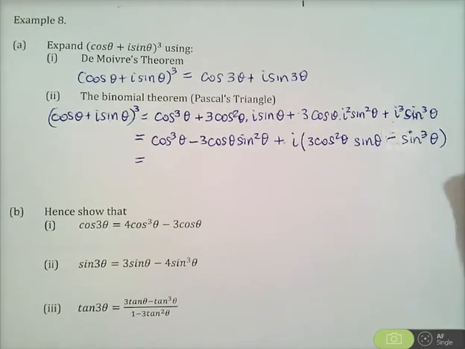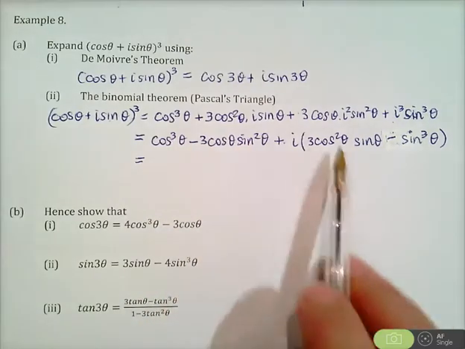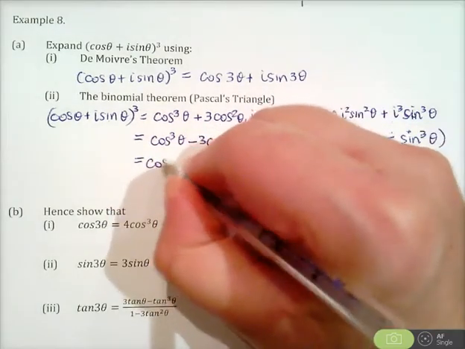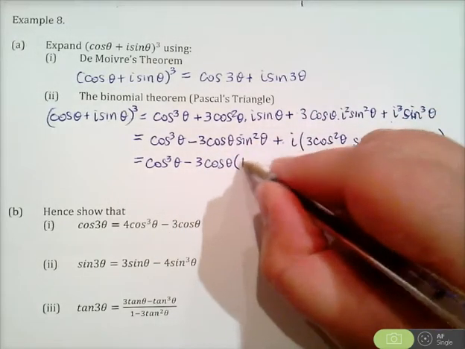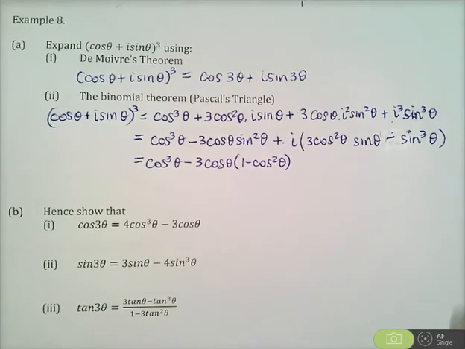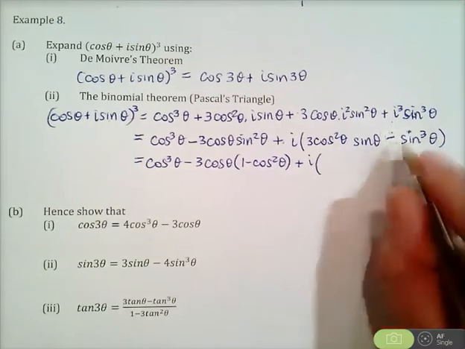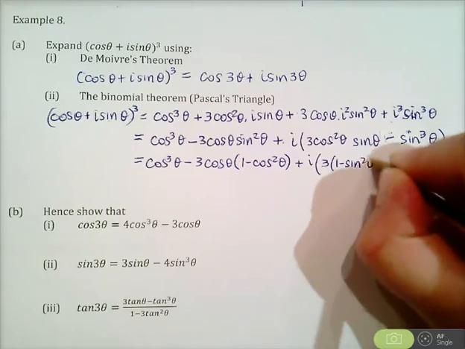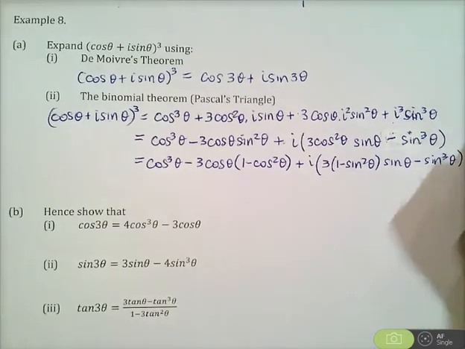What I need to do is make the real terms in terms of cos theta only and the imaginary term in terms of sine theta only. So we've got cos cubed theta minus 3 times cos theta. Now we know that sine squared theta is 1 minus cos squared theta, using the result that sine squared theta plus cos squared theta is 1. Then we've got plus i, and we want to make this all in terms of sine theta, so we've got 3 lots of (1 minus sine squared theta) times sine theta minus sine cubed theta.